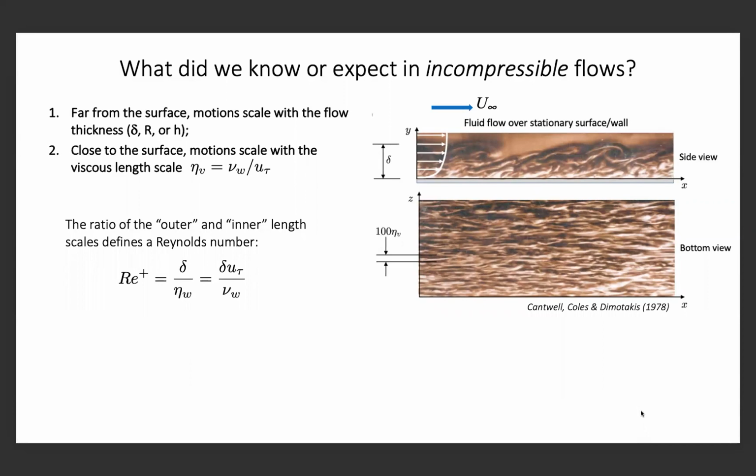So it seems that near the wall, we can use that viscous length scale as the scaling parameter. Far from the surface, we use delta. And then if we take the ratio of those two length scales, we end up with what's called a friction Reynolds number, delta over eta W, which gives delta U tau over nu W. That's our friction Reynolds number, and that's the Reynolds number I'll use throughout this presentation.